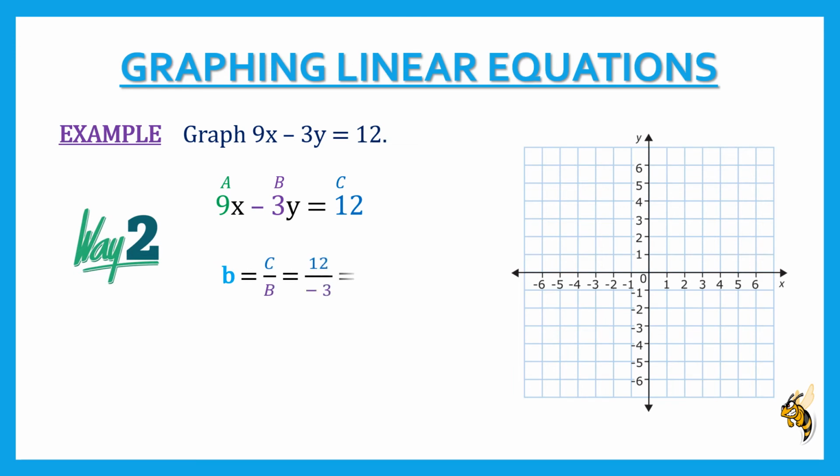b is always going to equal c divided by b. And if you take a good look, in this case, c was 12 and b is negative 3. So it's 12 divided by negative 3, which is negative 4. So my b, which is the y-intercept, is negative 4. And that negative 4 needs to go straight to the y-axis.